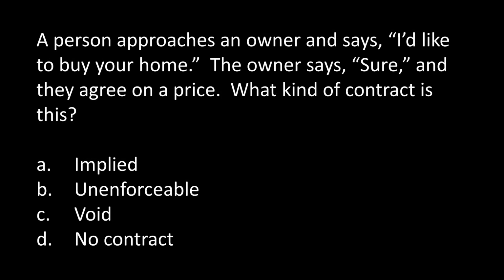Our first question. A person approaches an owner and says, "I'd like to buy your home." The owner says, "Sure," and they agree on a price. What kind of contract is this? A. Implied. B. Unenforceable. C. Void. D. No contract.